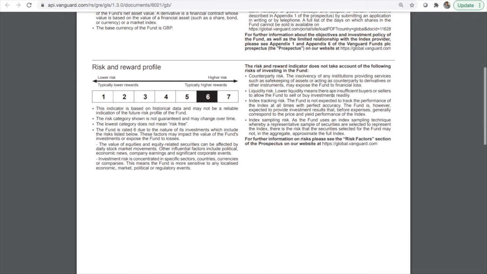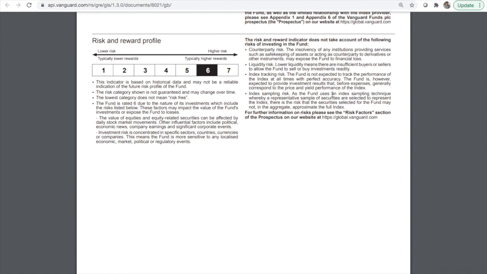Now we're going to go down to the risk and reward profile. So here you can see that there are numbers from 1 to 7, and 1 represents lower risk, but it also says typically lower rewards. So it doesn't mean that it's completely risk-free, but it means that it is the minimal risk that you can get when it comes to investing. So bonds would be on the lower side of this scale, maybe a 2 or a 3.